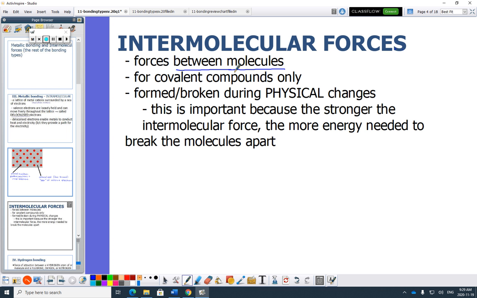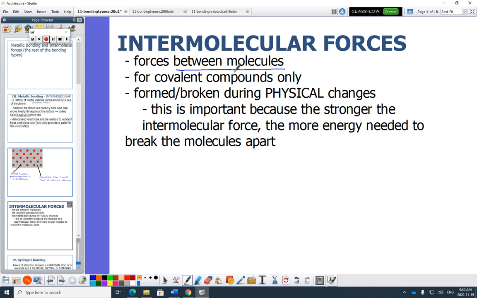So what we're going to do more next year, we're going to extend this even further, and we're going to talk about the strength of the force in relation to the energy. So by the end of grade 12, you'll be able to look at molecules, decide about their structure and what kind of intermolecular forces there are, and say whether they have high or low melting and boiling points. That's one of the expectations for that.